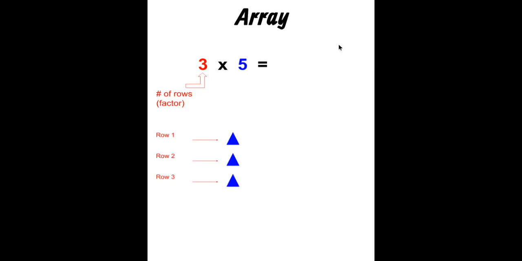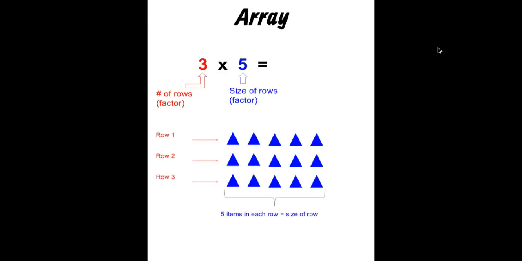So now we're going to represent the number 5 by putting 5 items in each row. Now each row already has 1 item, so we just need to add 4 more items to each row to represent the number 5. Now we have the number 5 represented by 5 items in each row. We call that the size of rows. So the size of rows is 5, the number of rows is 3.